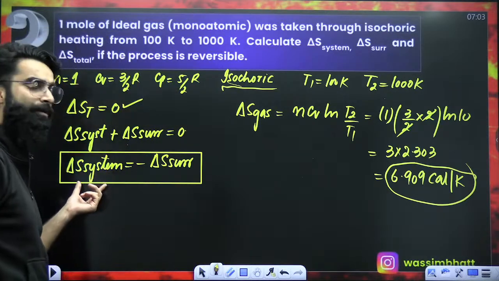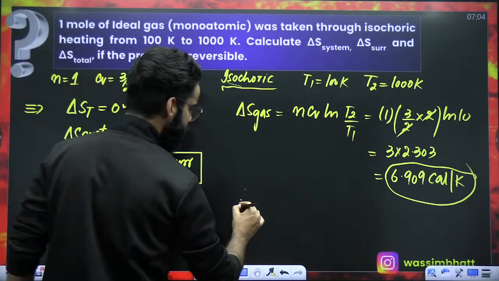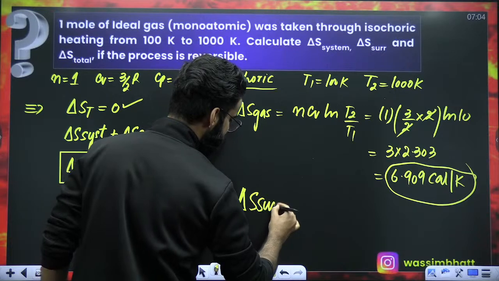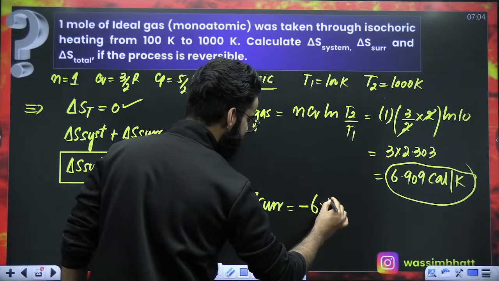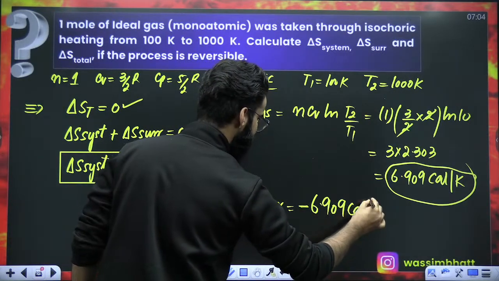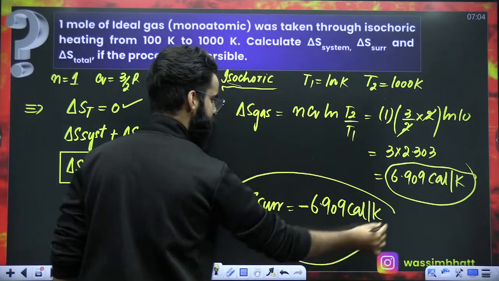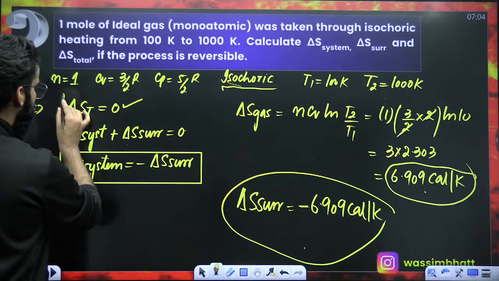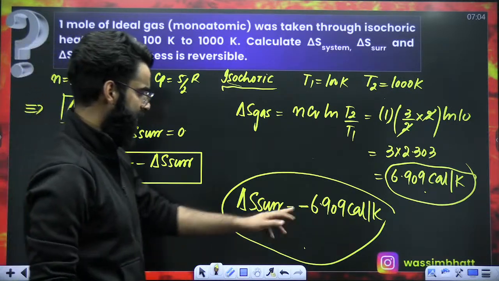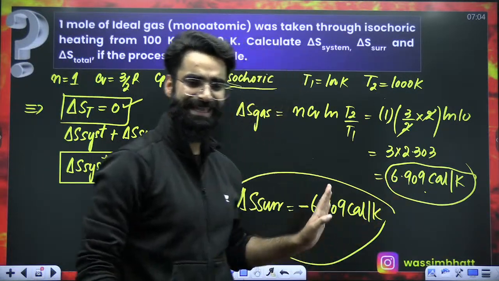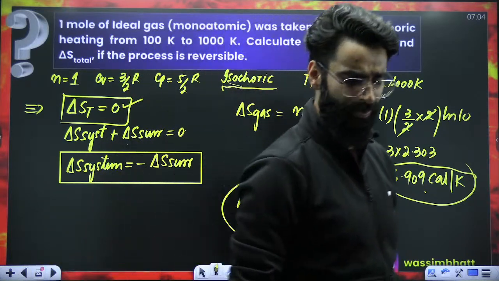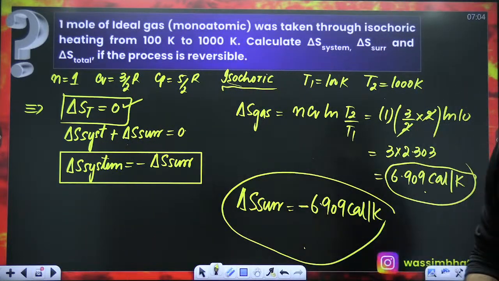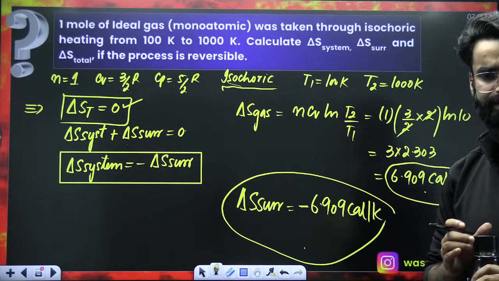If delta S system you calculated, then delta S surrounding has to be equal to minus 6.909 calories per Kelvin. Delta S system you calculated, delta S surrounding you calculated, and delta S total will automatically be 0, right? This plus this will come out to be 0. It is just their sign that is different. Let me know once in the chats if it's clear, quickly.